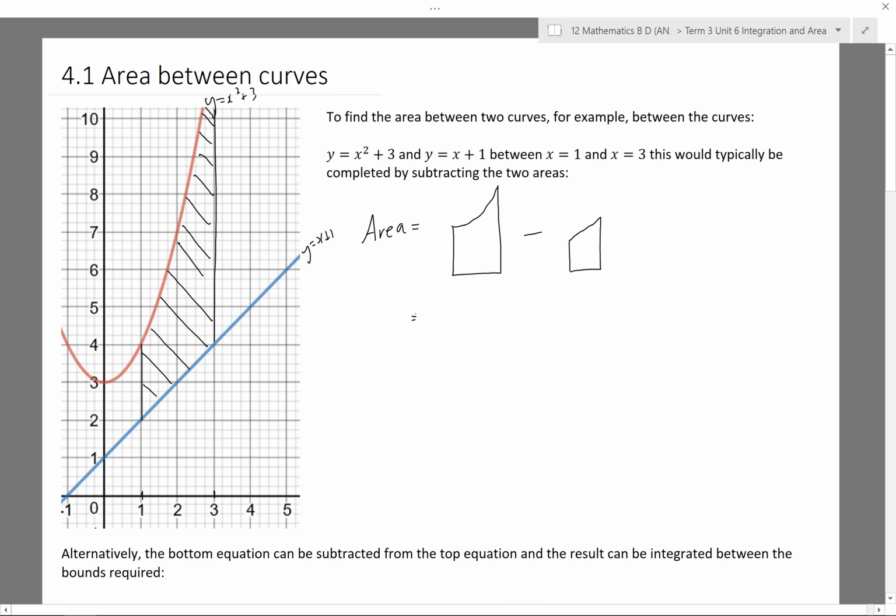So to find these two areas, since I know how to do definite integration already, would be integral between 1 and 3 of whatever that top function was, x squared plus 3 with respect to x, and then subtract the integral between those same bounds of x plus 1. Okay, we'll go ahead and perform this integration for practice.